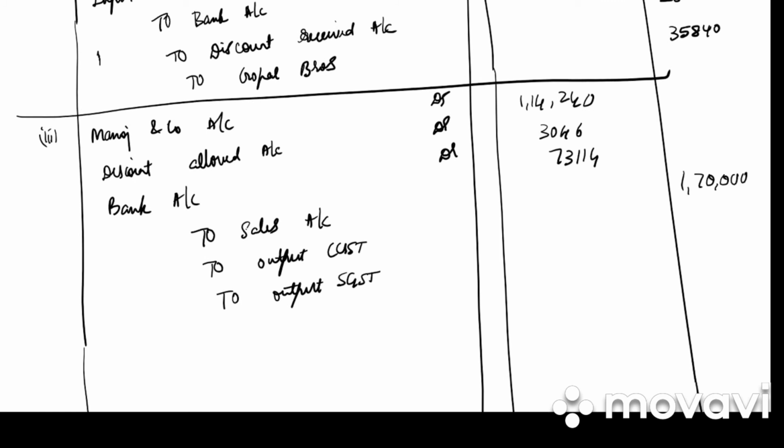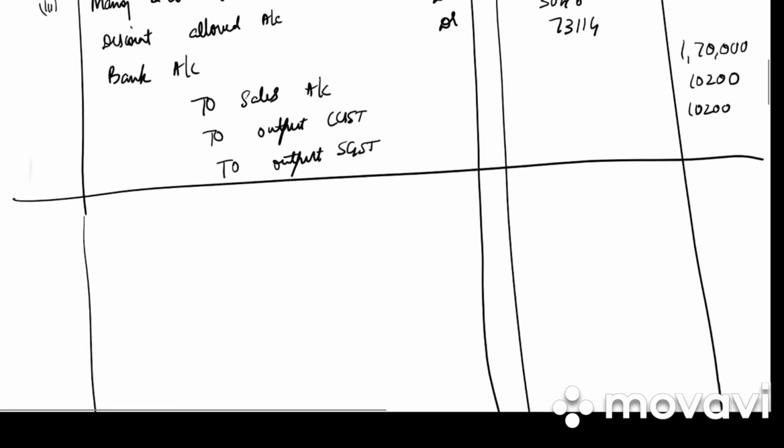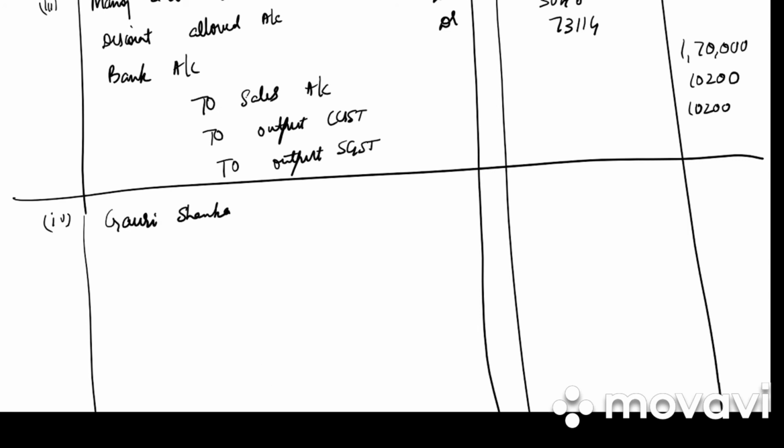Total sales is 1,70,000. 10,200 is output CGST and output SGST. Write down the narration. Goods sold at 15% trade discount and 4% cash discount. Next, write down the fourth one. Paid Gauri and discount received. So whenever we are paying, we get a discount, and on discount there is no GST. So Gauri Shankar account debited, bank account debited to discount received account.